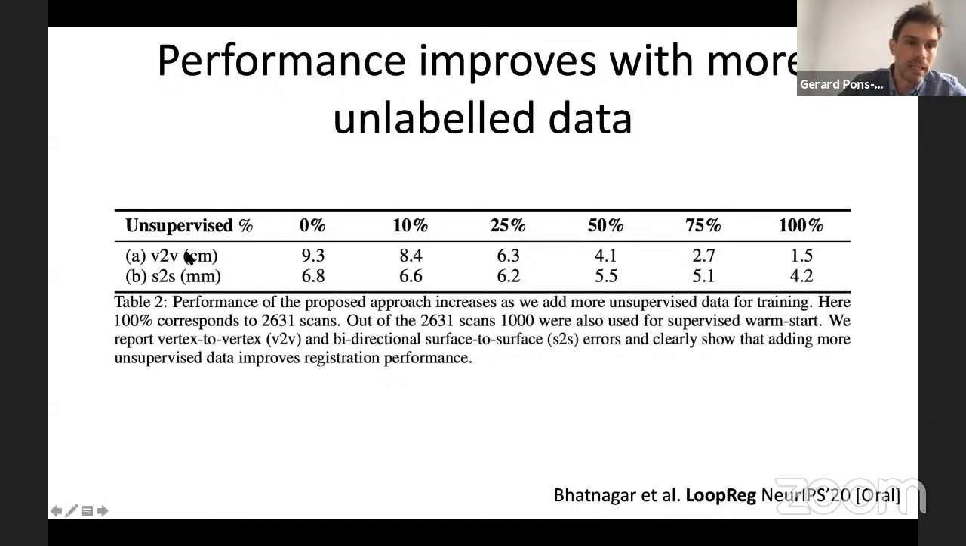So what you're seeing here is in the rows, you see two metrics: vertex to vertex, which measures alignment quality, and scan to scan, which also measures alignment quality, but doesn't care about whether you're really accurate along the surface. And every column shows the percentage of additional unsupervised data that we used. So ideally, you want this error to go down the more unsupervised data you use. And this is what we are observing. We start from 9.3 centimeters at the beginning with only supervised data, and then this goes down to 1.5 centimeters. This is the vertex to vertex metric, which is quite demanding. The scan to scan metric goes down to 4.2 millimeters. That's typical. Vertex to vertex is always much higher.